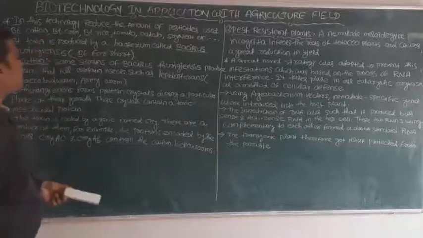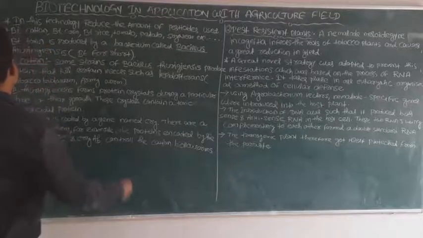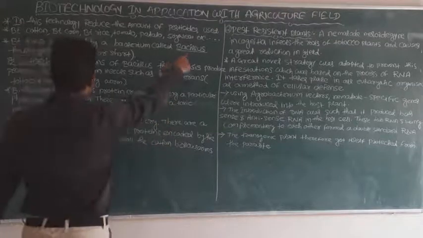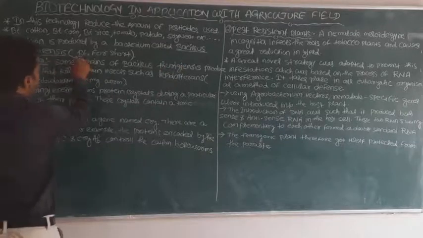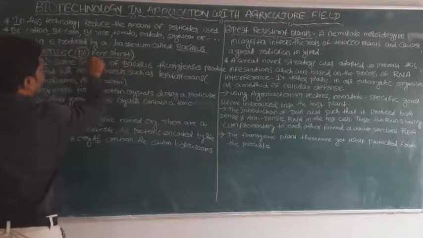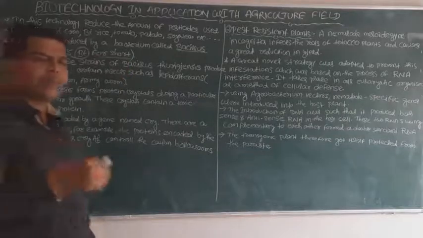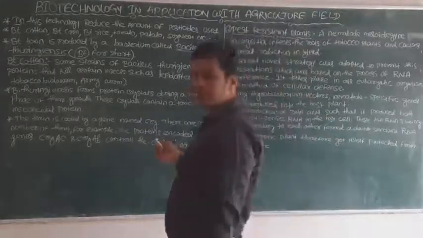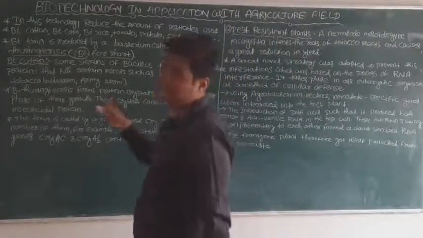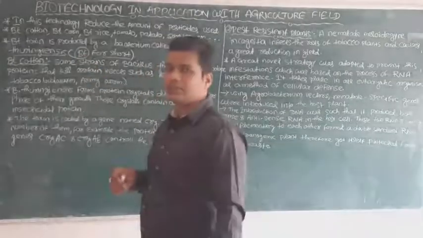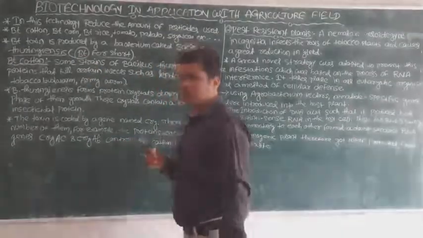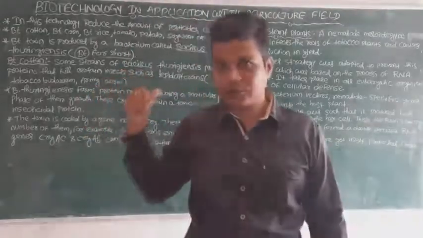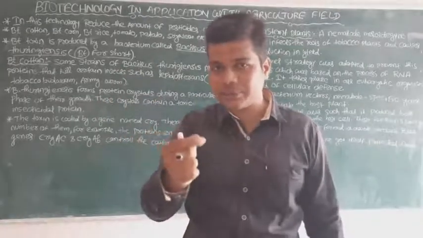Bt toxin is produced by a bacterium called Bacillus thuringiensis. Okay, Bt stands for Bacillus thuringiensis, shortly called Bt. We can take this bacterium, and it produces a toxic substance, a protein. It can produce a protein in the plant.